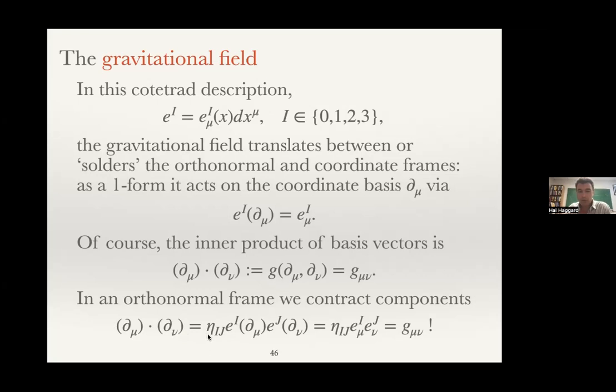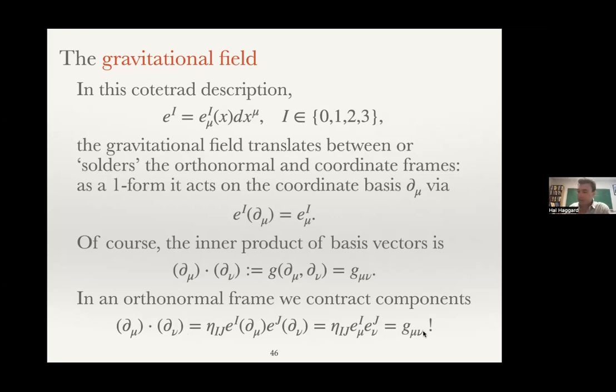So how do we do the computation? Well, we just contract the translation with the e^I_mu, and we feed in the basis vectors to this soldering form. And what are we saying then? Well, if you contract the I and J indices with the Minkowski metric, you get back the spacetime metric.